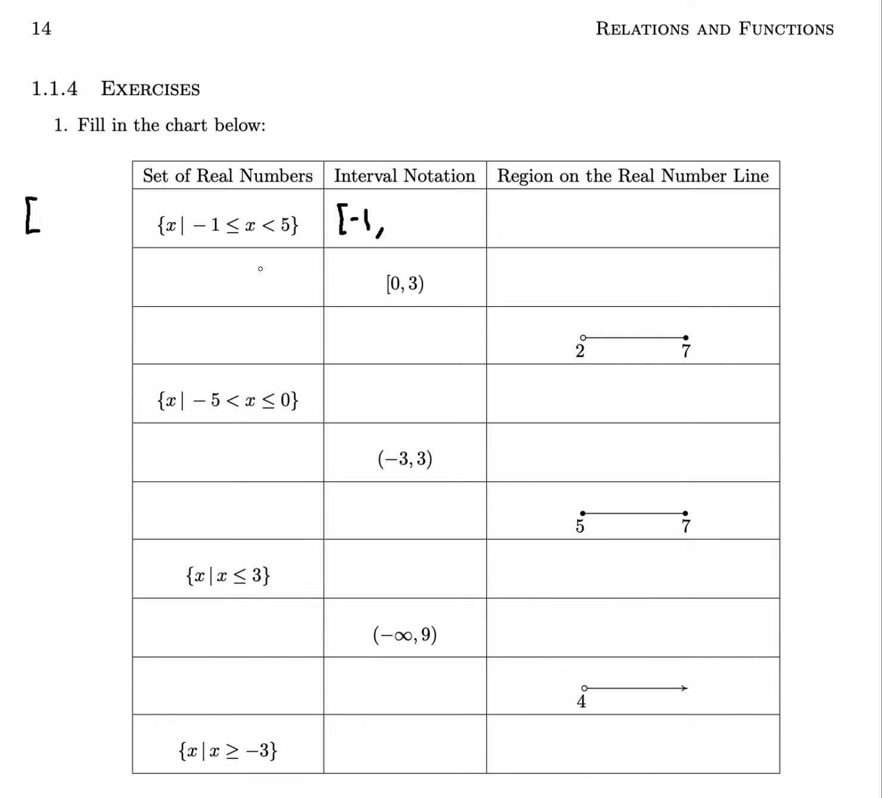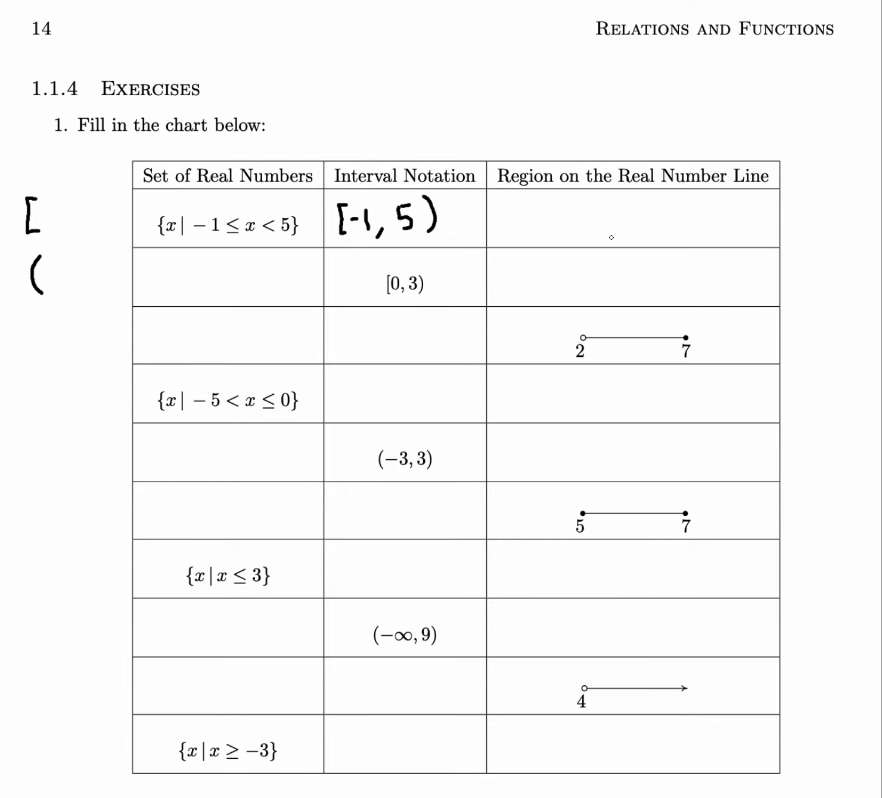And then right here is a less than sign. So if you see less than or just greater than without the equal to, that would be a parentheses. So that would be 5 and then parentheses, because x is less than 5.